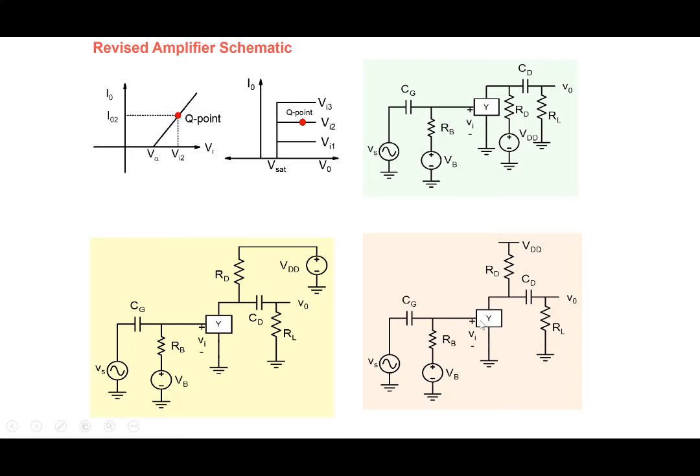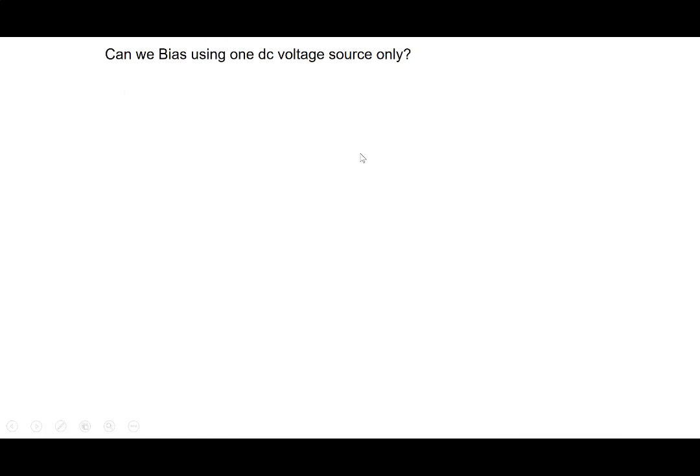All right, so this is the revised schematic that we have, and this should help in amplifying here, because this arrangement of VB, RB and VDD, RD will help to ensure that my device Y is at this particular Q point here. And after that, the signal will go through and will get amplified here.